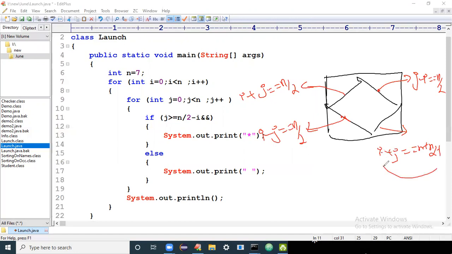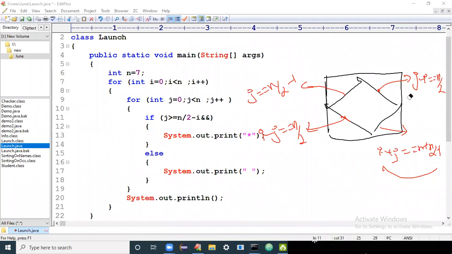So, plus I goes that side. So what it becomes is 1 by 1, I'll tell. j equal to n by 2 minus I. It becomes j equals to n by 2 minus I. So I'll write it here: j is equal to n by 2 minus I.